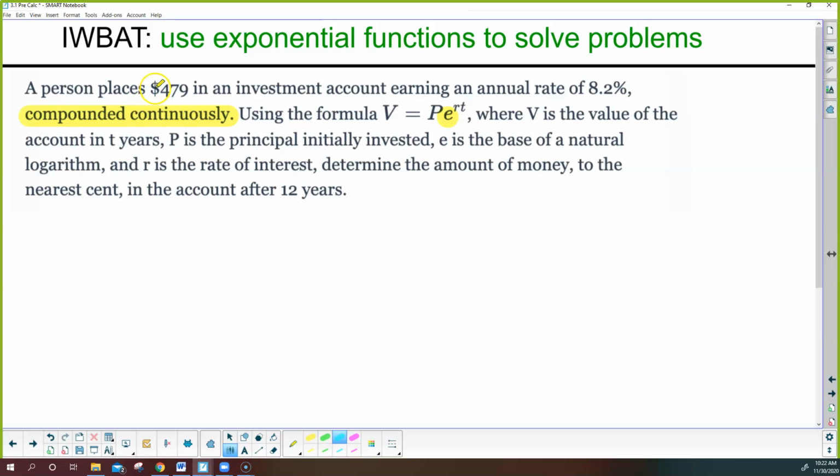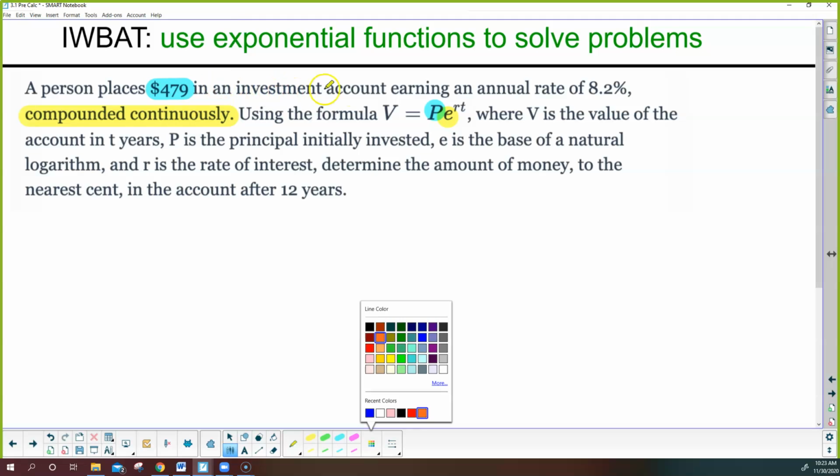A person places $479 in an investment account. That's the initial amount right there. You know how much you started with, so that's your A value. But in this case, the P is in the spot of the A, so that's your initial amount. And then you're investing in an account earning an annual interest rate of 8.2%.